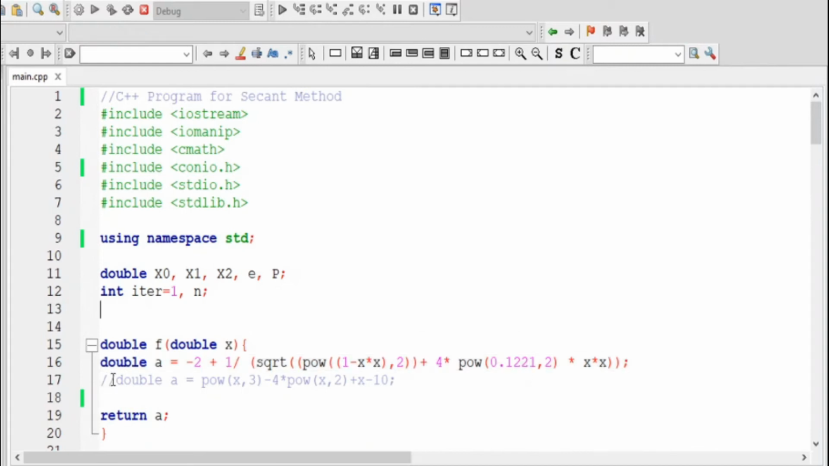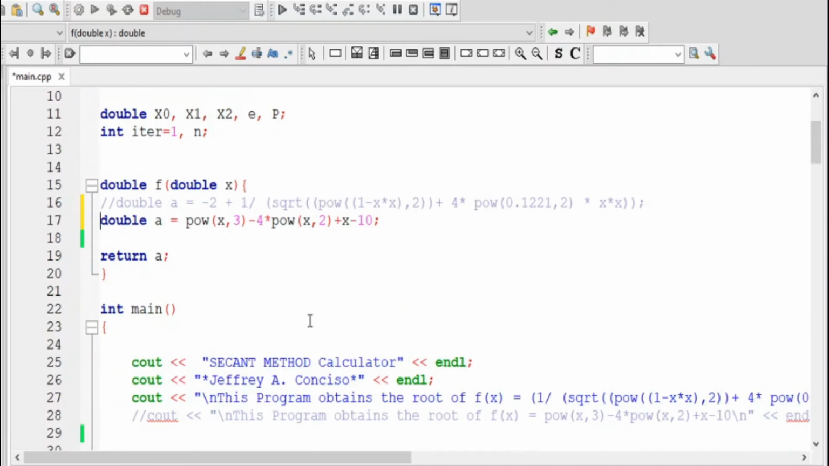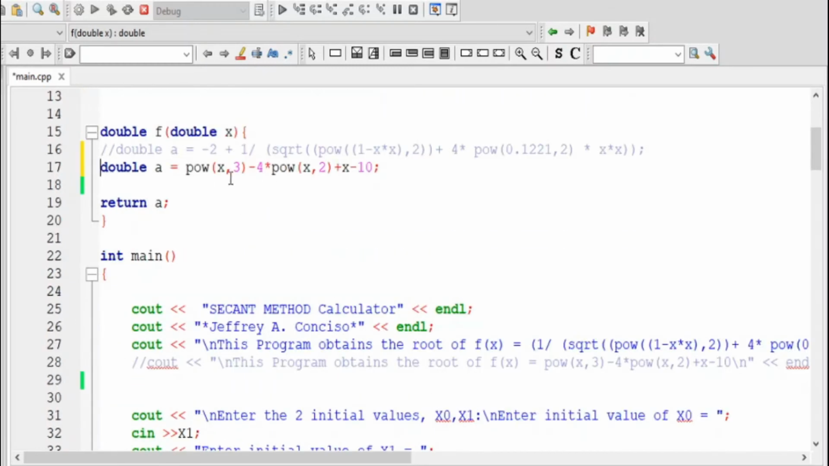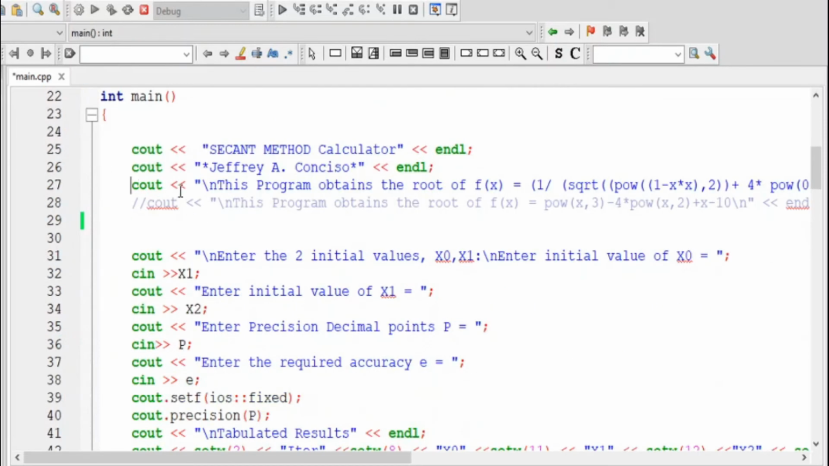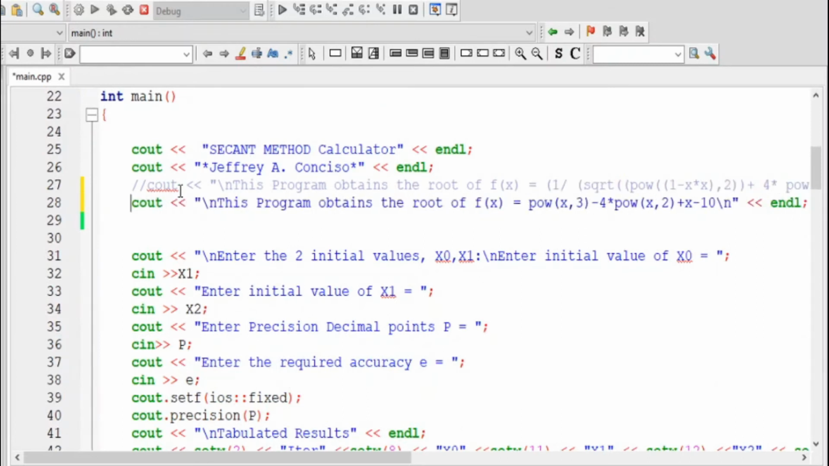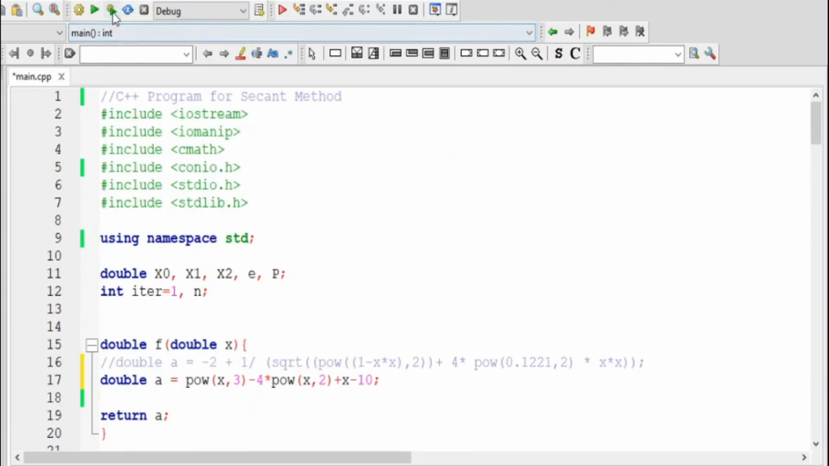Now let's take another example from our program. Let's hide this equation first, which is a transcendental equation, and let's highlight the next equation, which is a polynomial: x cubed minus 4x squared plus x minus 10. So we will hide this one and activate this one. Let's build and run this equation.